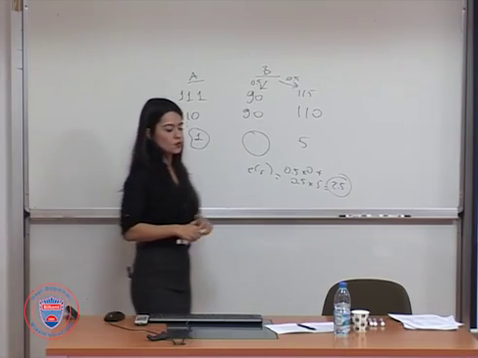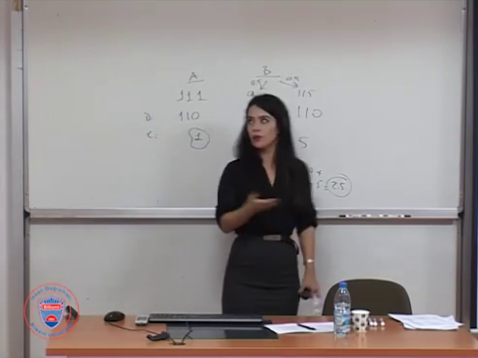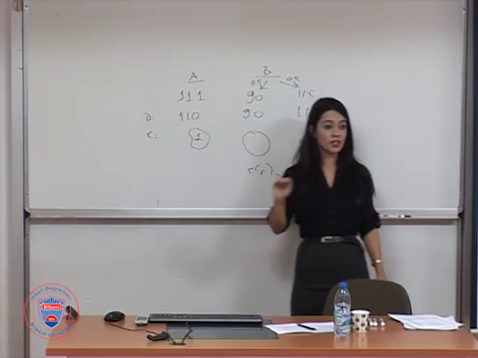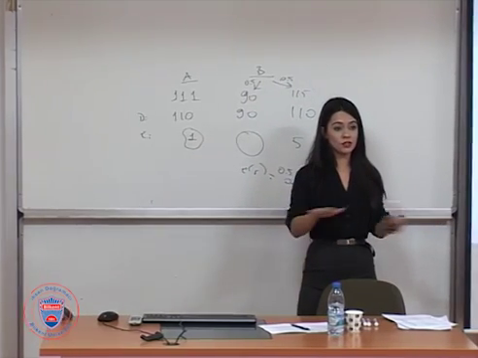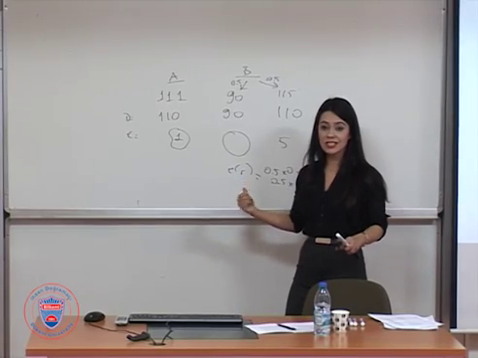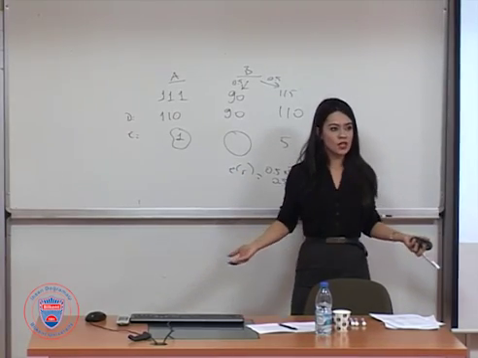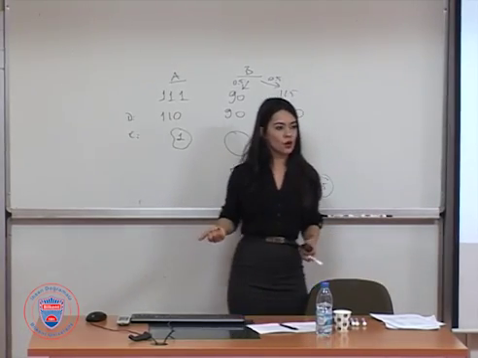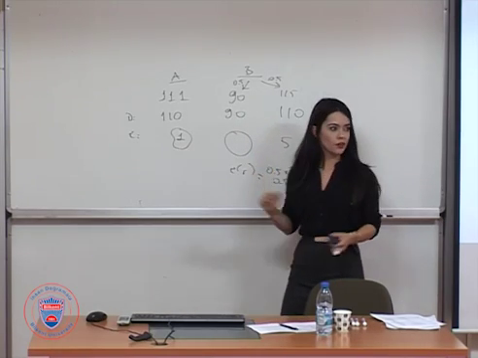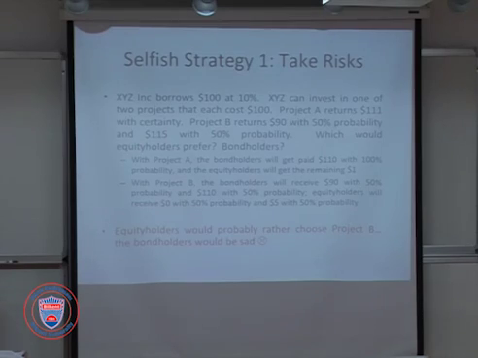So in this case, we know that debt holders are going to go with Project A because they're definitely getting their money back. No uncertainty, no risk. For shareholders, there's some risk, but the upside potential is good. So they're going to go with Project B. Okay? So this is one example of risk-taking behavior.